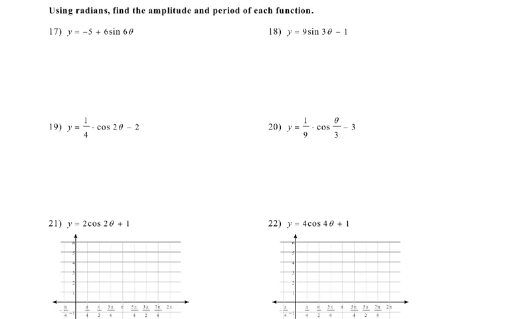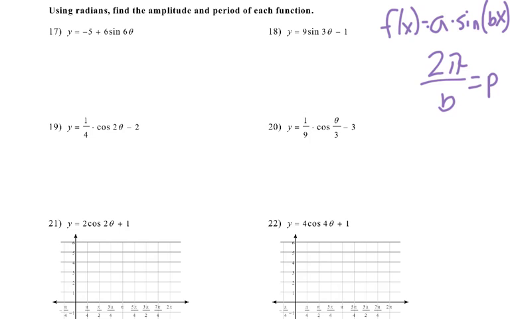Okay. Now, amplitude and period of each function. Remember, it goes like this. f of x equals a, that's your amplitude, times the sine of bx. Okay, and we use that b, you go 2 pi over b, that'll give you your period. So, we need the amplitude and the period.